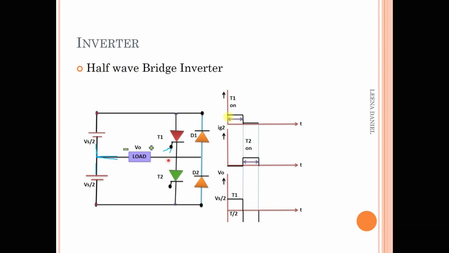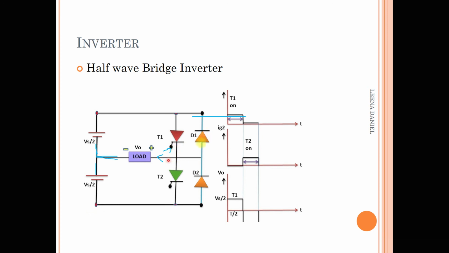So if we are giving the firing pulse up to this point to the T1, T1 will conduct. If the T1 is conducting, the conduction would be from like this. In the load, the direction of current would be this. So we get the output Vs by 2 from this upper half of the battery through the T1.